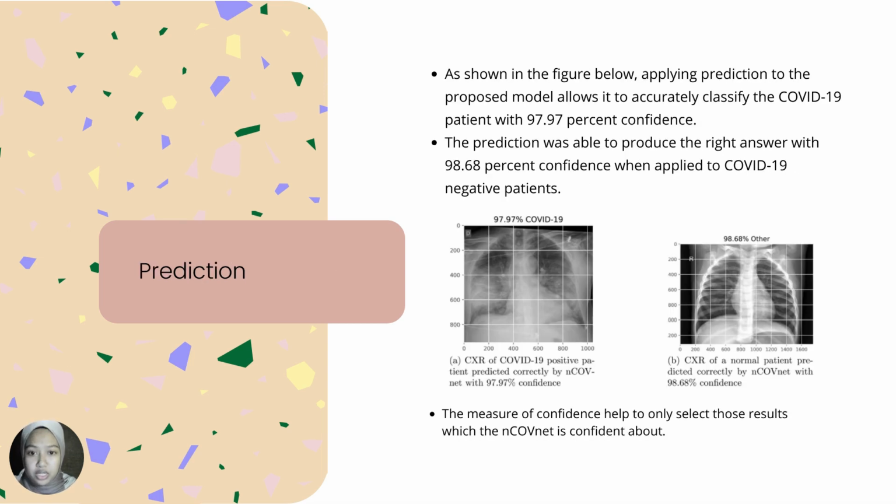So the last one is prediction. As shown in the figure below, applying prediction to the proposed model allows it to accurately classify the COVID-19 patient with 97.97% confidence. The prediction was also able to produce the right answer with 98.68% confidence when applied to a COVID-19 negative patient. So the measure of confidence helps to only select those results which the NCOVNet is confident about.